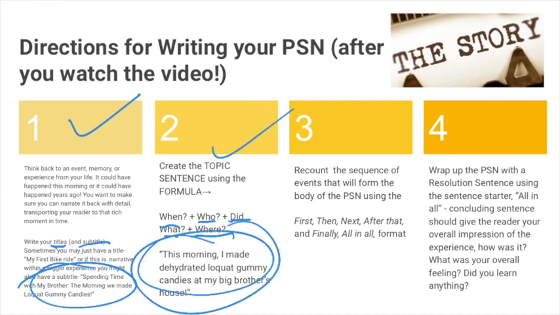After that, you recount the sequence of events that will form the body of your personal sequence narrative using this format, and you'll see in a couple slides the structure. First, then, next, after that, finally, ending with all in all. That's how all of your sentences will start after your topic sentence is created.